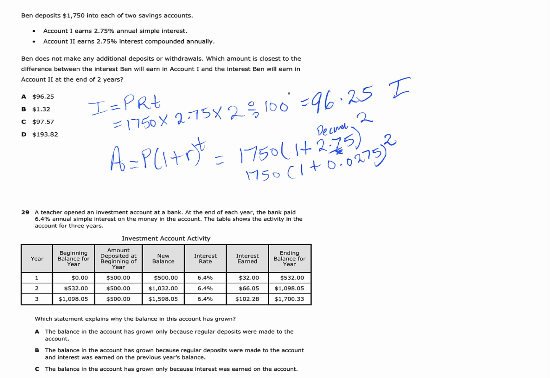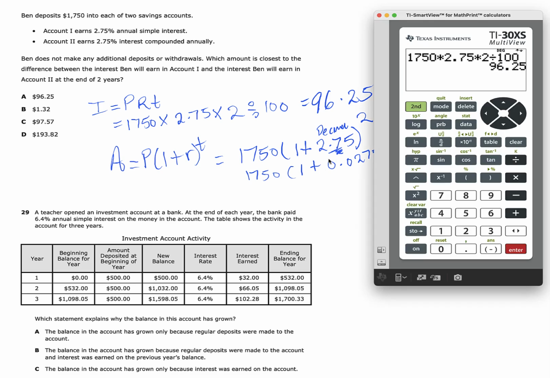Okay, so you could also do the same thing with dividing by 100. So we're going to put that in our calculator. But when it's compound, I like to change it. So let's clear that. So we have 1750, and I open my parentheses, and I have 1 plus 0.0275. Close that. Raise it to the second power. And then I hit enter.